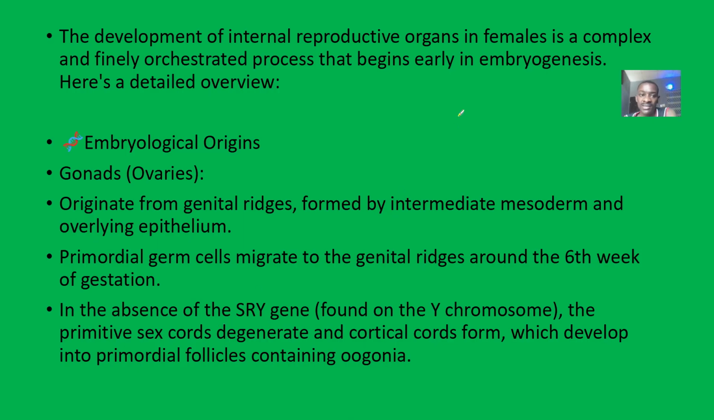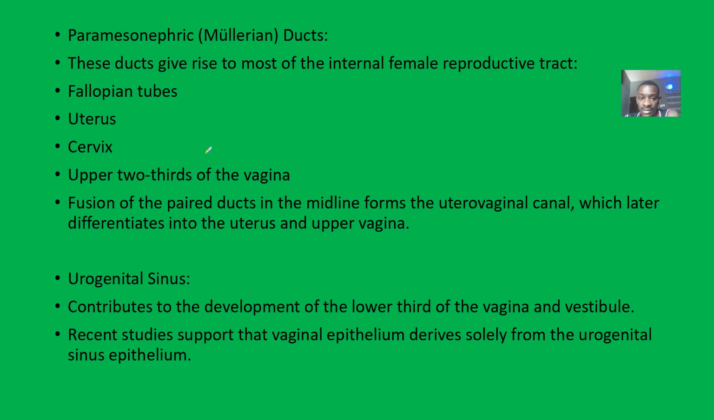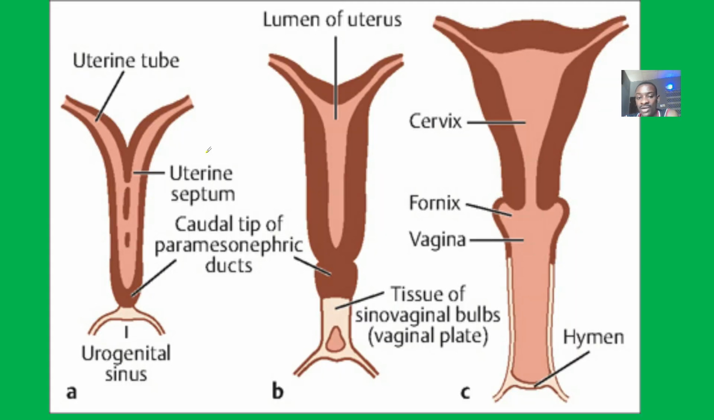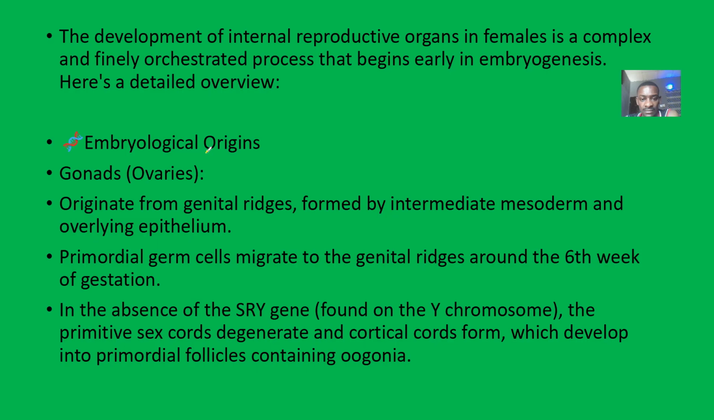So development is a complex, finely orchestrated process. It begins early in embryogenesis. So, embryological origins. We said that the gonads, as the ovaries, originate from the genital ridges, formed by the intermediate mesoderm and the overlying epithelium.